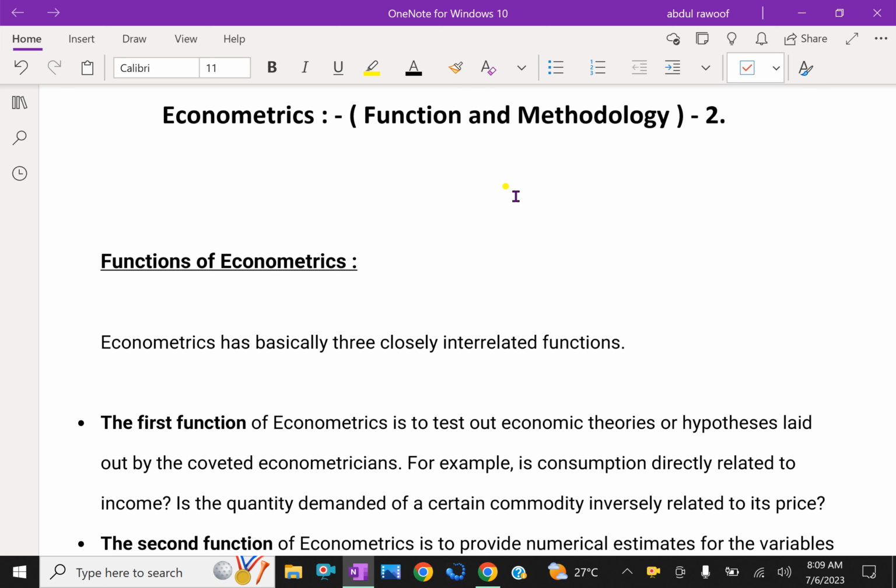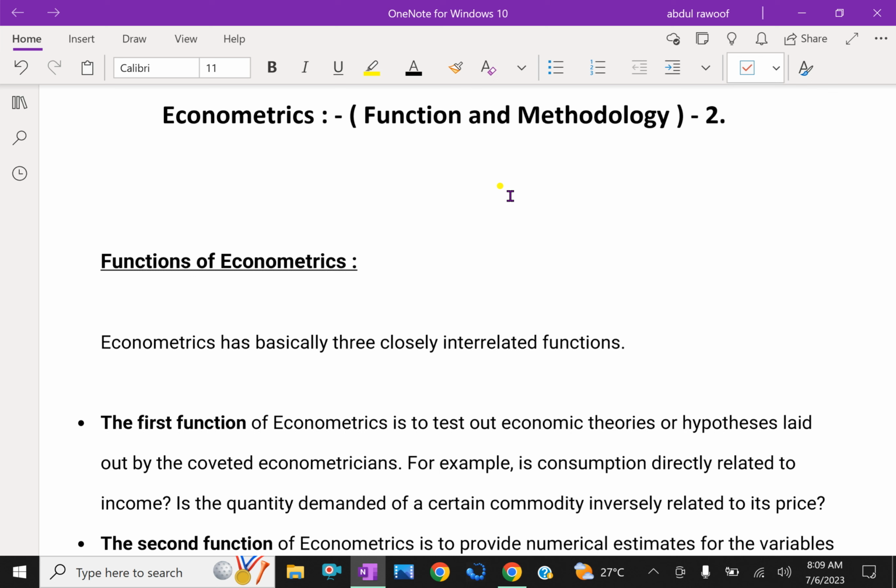The first is to test economic theories or hypotheses. For example, is consumption directly related to income? Is the quantity demanded of a commodity inversely related to its price?